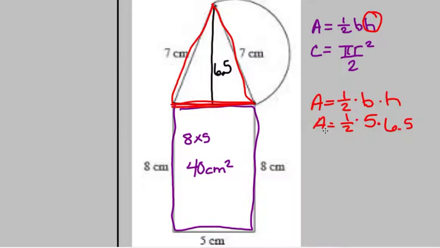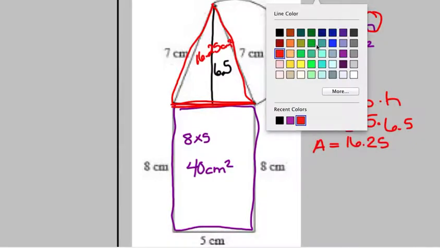If you don't have the fraction key, what else is 1/2? Yeah, 0.5. So I could take 0.5 times 5 times 6.5 in my calculator, and I would get that the area equals 16.25. So the area of this is 16.25 centimeters squared.